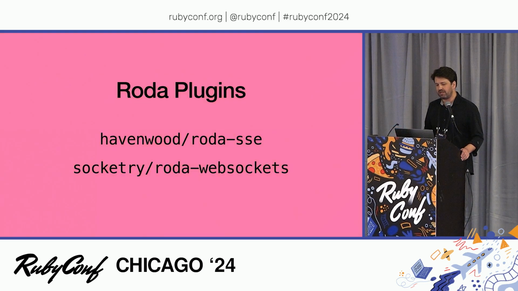So I created 2. One is under my GitHub, github.com/havenwood/roda-sse. And the other one is under the async GitHub repo socketry, socketry/roda-websockets. These both use the excellent async fiber libraries because when we're streaming, we want to do it with a whole bunch of clients without taking a thread per client, as many of the other Ruby solutions do today outside of async.